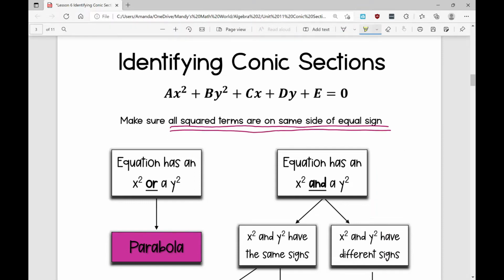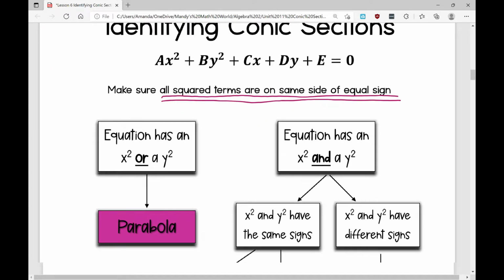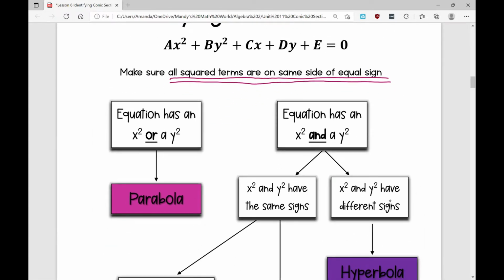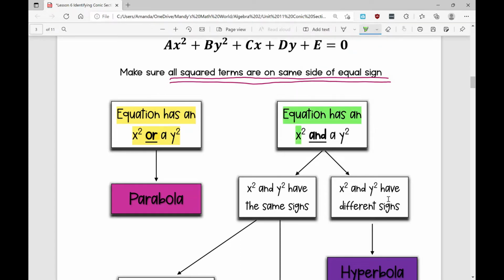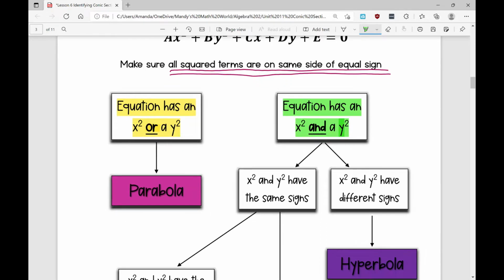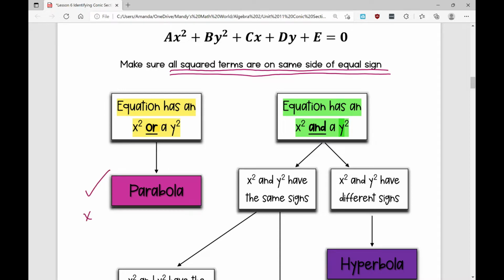So the first thing that we're going to be looking for: does the equation have an x squared or a y squared, or does it have an x squared and a y squared? Like, are there two squared terms? If it has only one x squared or one y squared term, like they're both not squared, then it's a parabola.